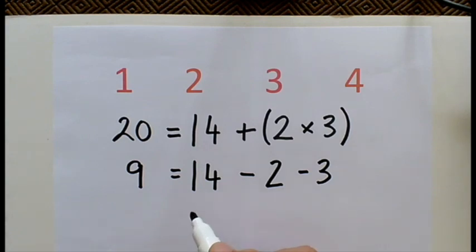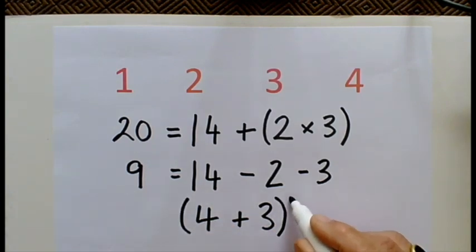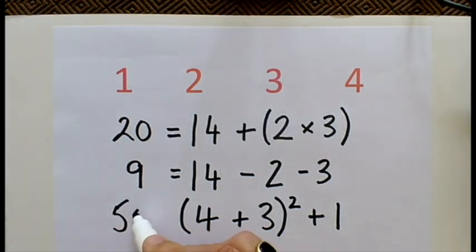I could write 4 plus 3 and put it in a bracket, with a little 2 up there. That means squared. 4 and 3 is 7. 7 squared, what haven't I used? I haven't used a 1. Plus 1. 7 squared is 49, 7 sevens. Plus 1 is 50. So I have got 50.